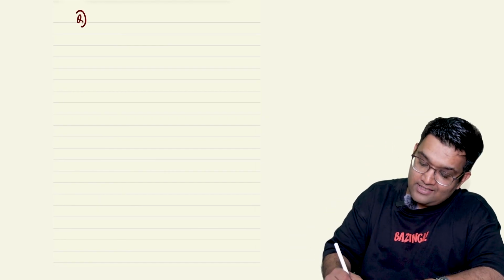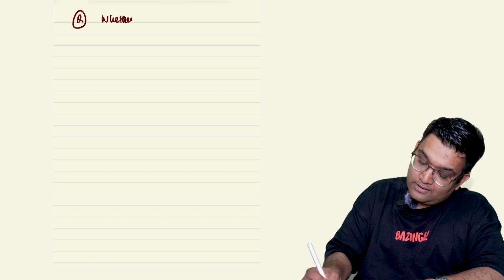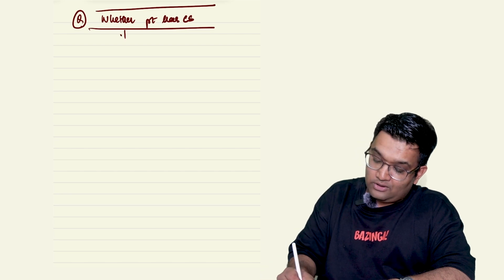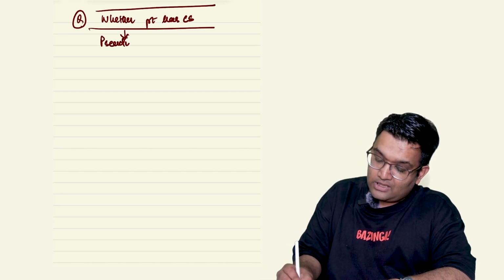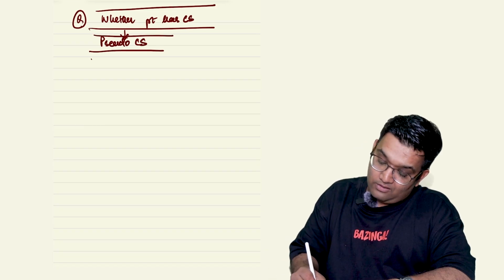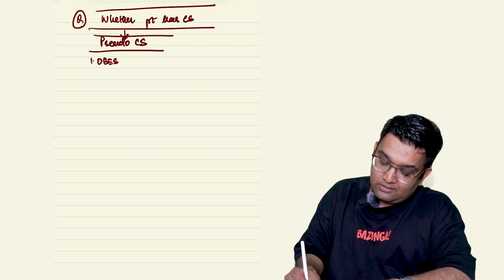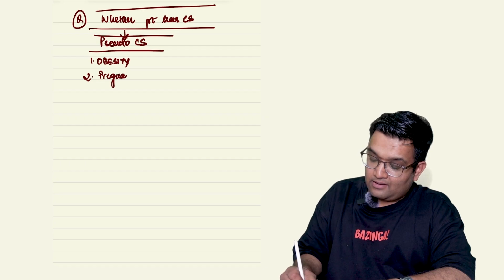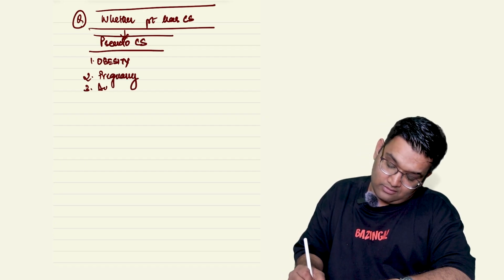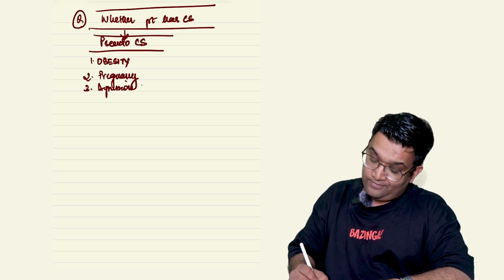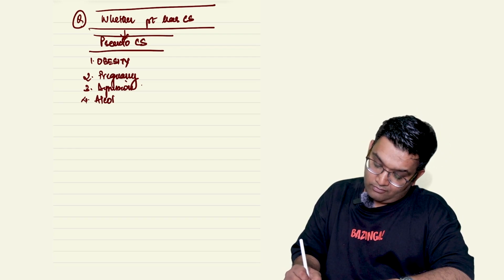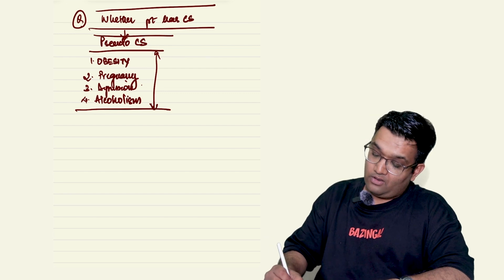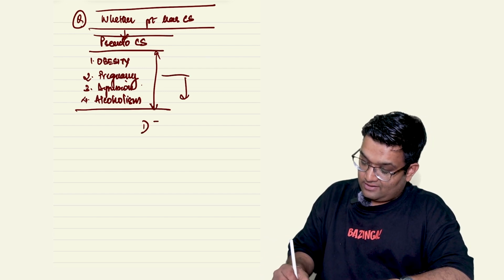So first question we ask is whether the patient has Cushing syndrome. So we rule these things out. We rule out the pseudo Cushing states. Pseudo Cushing states are your obesity, then pregnancy, depression, and alcoholism. So once we rule this out, we go towards the first test.